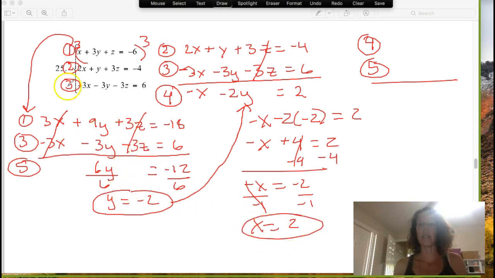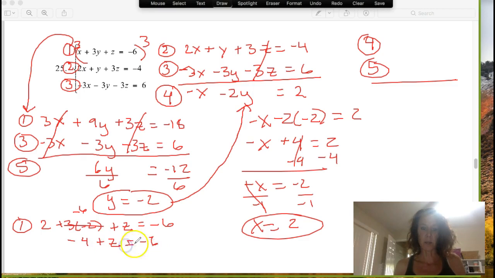Now I need z. I can come up to any of the three of my originals and plug in x and y to solve for z. Just pick equation 1 maybe. Looks good. I'm going to plug in 2 for x. And I'm going to plug in negative 2 for y. So I'm going to have plus 3 times negative 2, and then plus z, and that's going to equal negative 6. And I just solve for z. So do the math. 3 times negative 2 is negative 6. And then negative 6 plus 2 would be negative 4. So this would be negative 4 plus z equals negative 6.